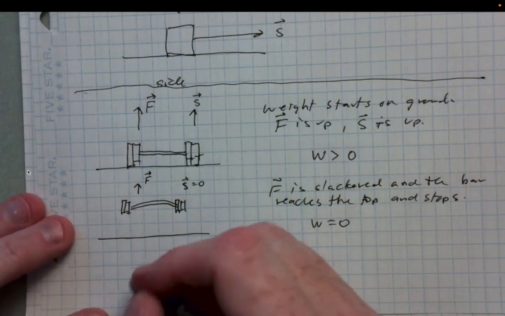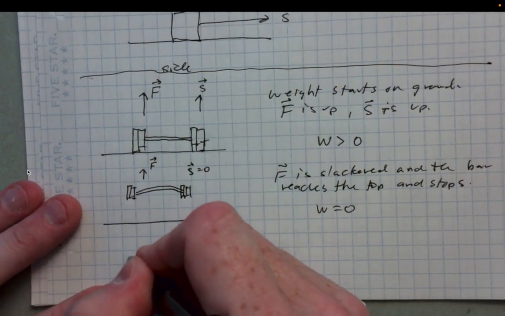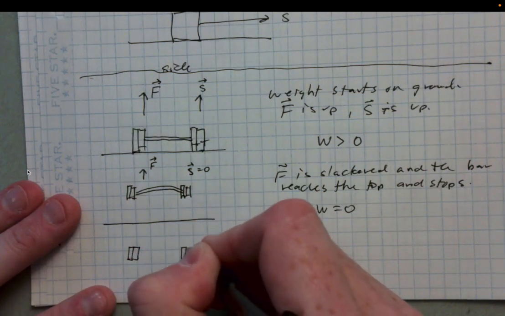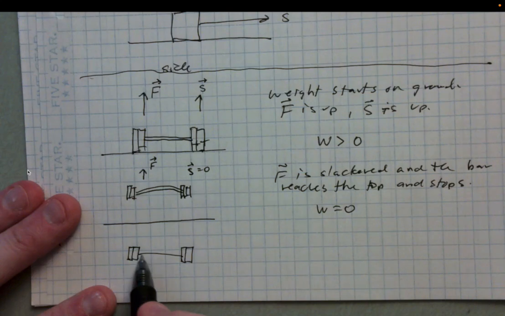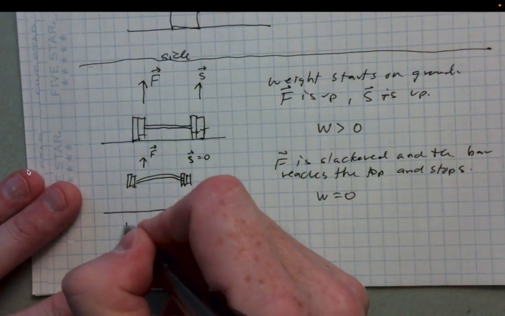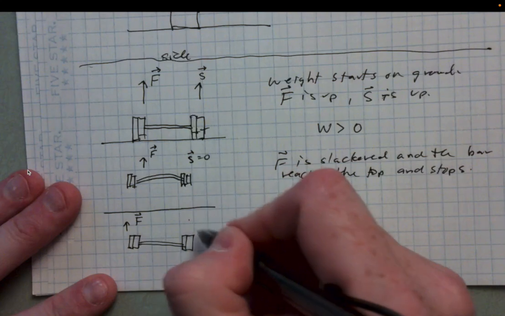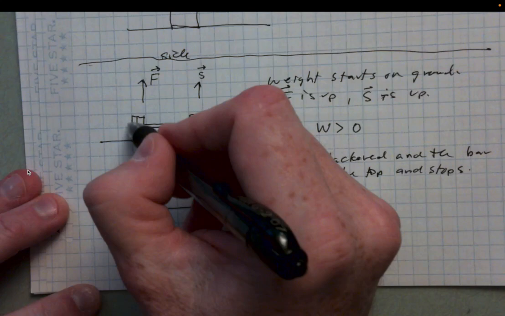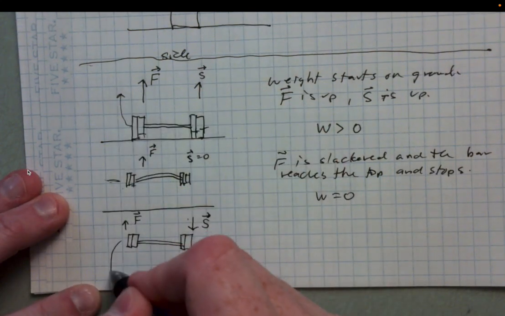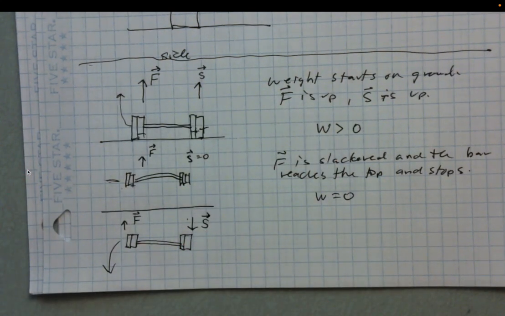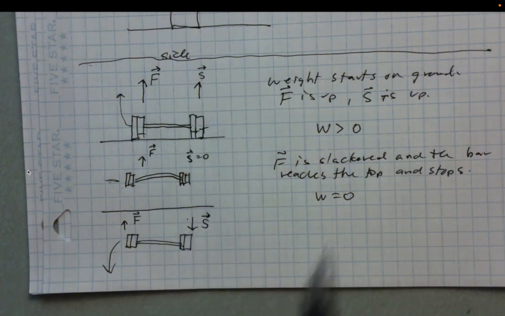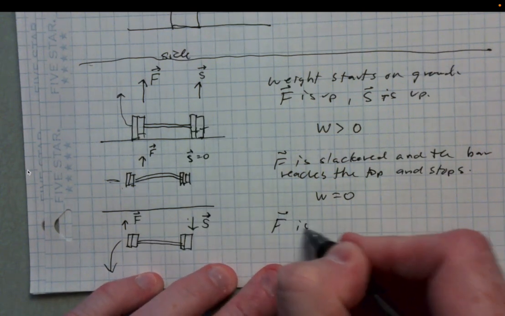Okay? So then what happens? What's next? Well, then the bar starts to move down. So I've got my weights, and perhaps I lessen my force a little bit more, and suddenly the weights start to descend. So first it starts off the ground, it goes up, and then it stops, and then it starts to go down. In all three instances, my force is still always upward. It's varying, but it's upward, right? The displacement is initially going to go up, and then it's going to stop, and then it's going to go down.